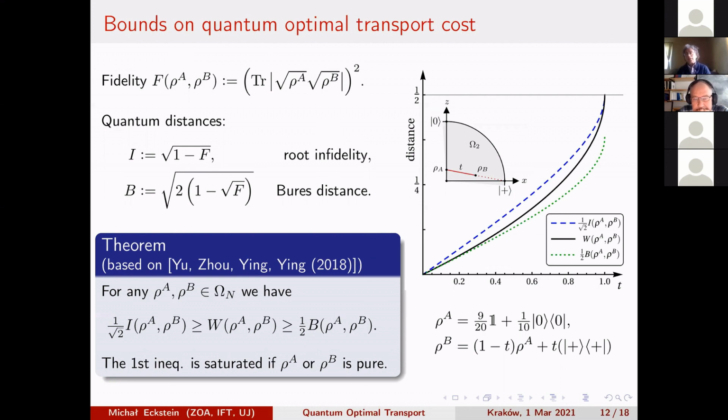So let me also add modestly that we do have an explicit formula. We can compute the distance for the qubit case, but we don't know explicitly what is the optimal coupling matrix. Well, apart from the fact that it must be a coupling matrix, of course, with fixed marginals. But yes, this is an interesting problem, I think.